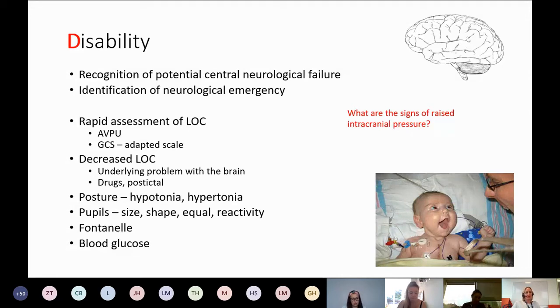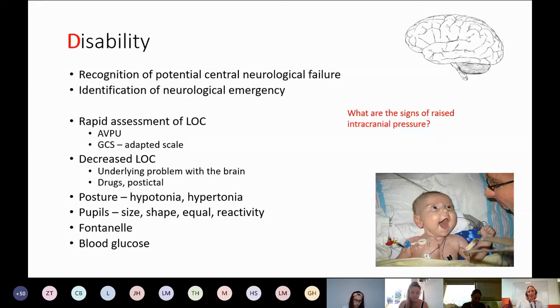But if we haven't got those issues going on, then we've got an alert to something going on centrally with their brain that we need to find out and treat. But as well as assessing level of consciousness, there are other things that we assess, and many of those things you do from the end of the bed.